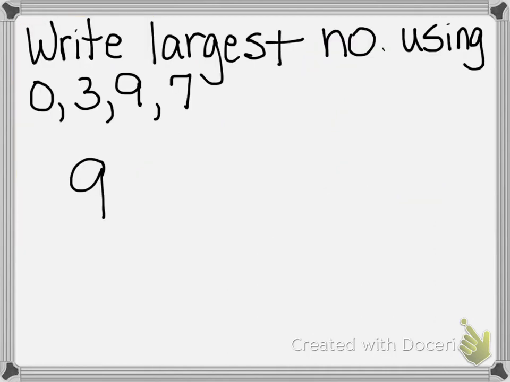Now, what I want you to do is look at the numbers that I've given you here on the screen. I want you to write the largest number using the digits 0, 3, 9, and 7. And you can see that I have started my number with 9 because I want to write the largest number. I'll give you just a second. Did you come up with 9,730? If you did, great job.